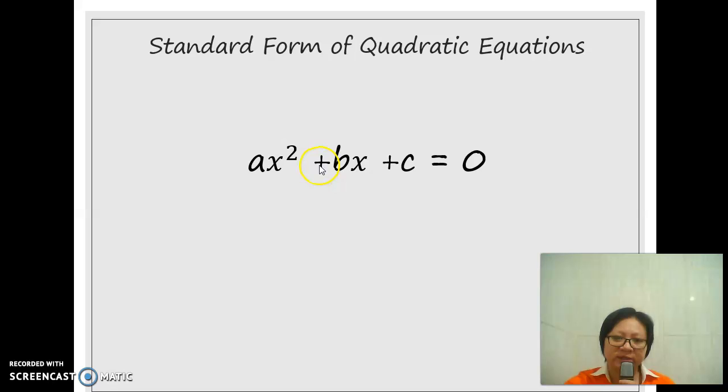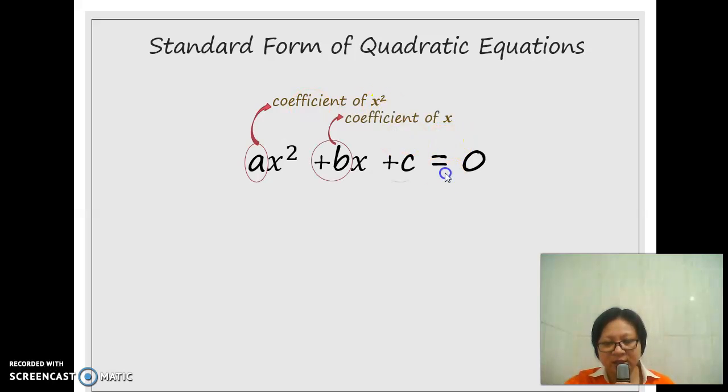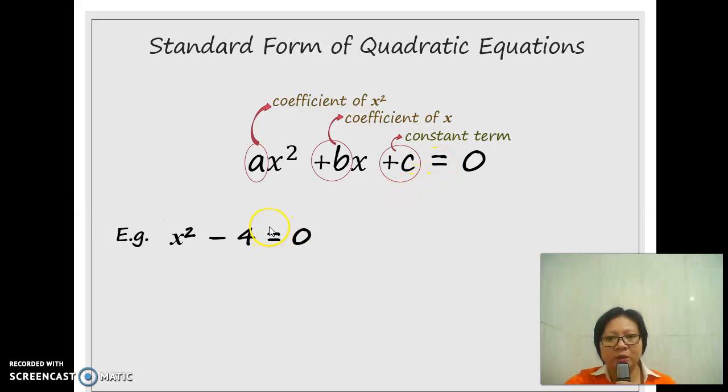To use the quadratic formula, we need the standard form of quadratic equations, because the value of a is the coefficient of x squared, the value of b is the coefficient of x, and the value of c is the constant term. So, to use the quadratic formula for a quadratic equation in non-standard form, we need to change this quadratic equation.